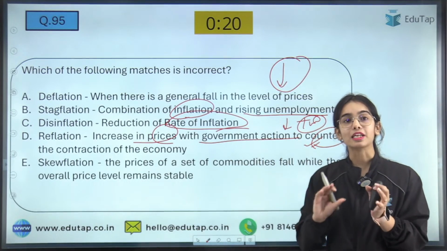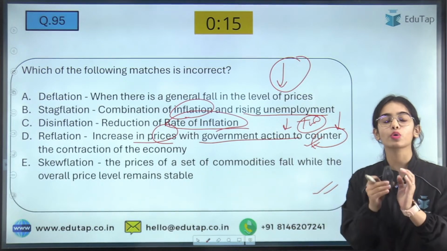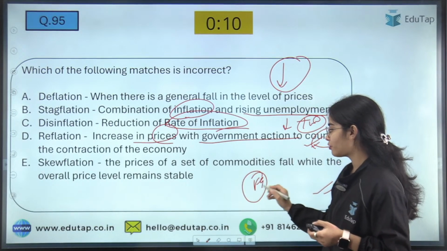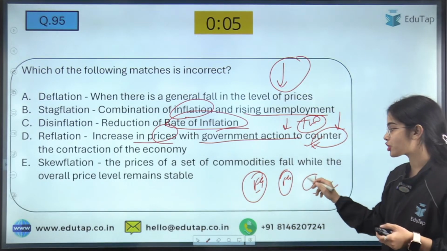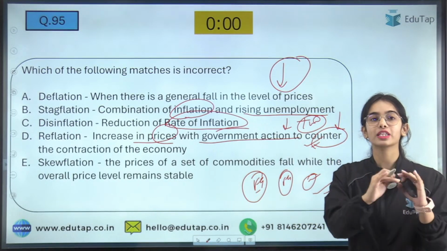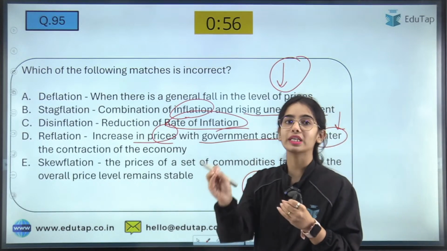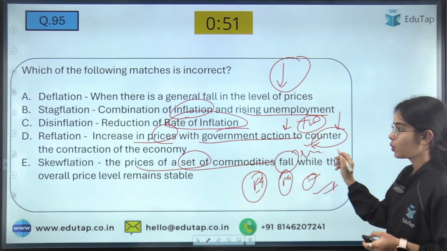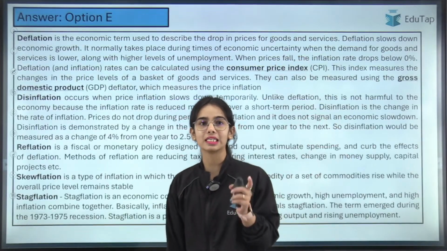Skewflation is that there is inflation that is coming in a group of commodities or only in a set of commodities. Okay. So that is, let's say only in food group the inflation is coming, or only in fuel group the inflation is coming, or only in the manufactured goods the inflation is coming. So when the inflation is coming only in a set of commodities, or when the prices are rising for only a set of commodities, rather than calling it inflation, we call it skewflation. Okay. So prices of a set of commodities rise while the overall price level remains stable. So this is wrong, skewflation is wrong, and E is the right answer.